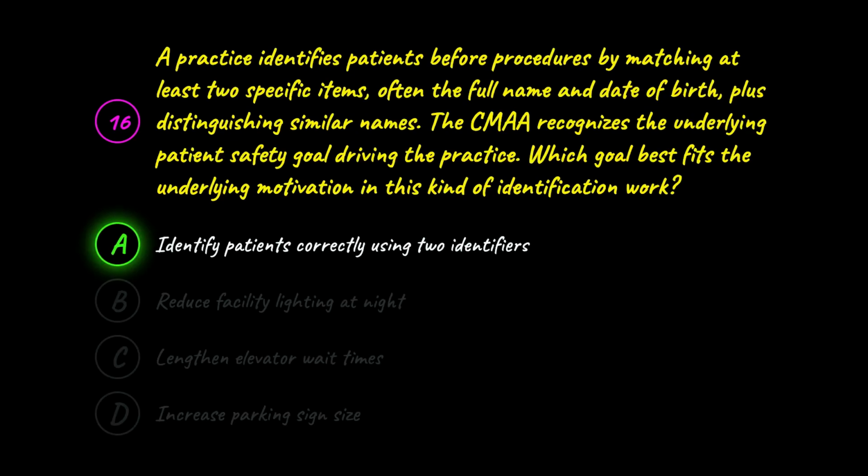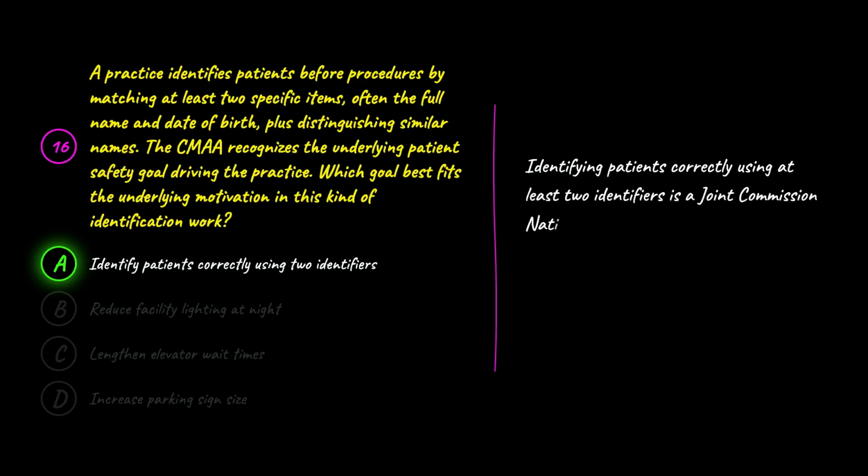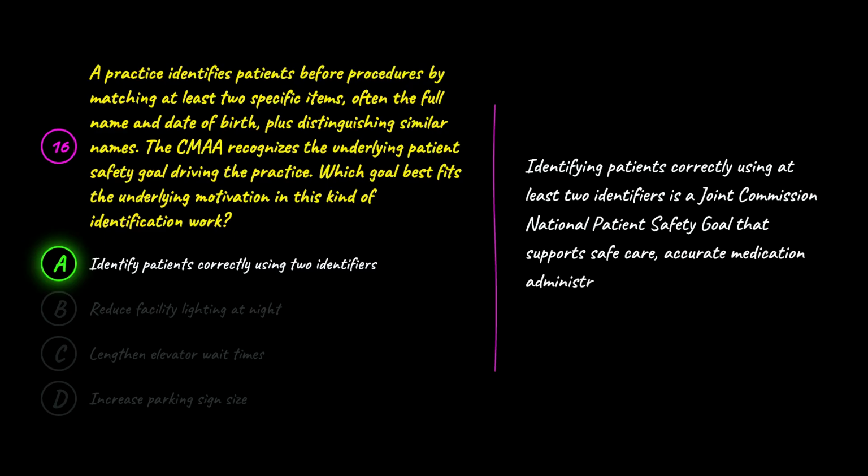The correct answer is A. Identify patients correctly using 2 identifiers. A is correct because identifying patients correctly using at least 2 identifiers is a Joint Commission national patient safety goal that supports safe care, accurate medication administration, and correct procedures, especially for patients with similar names.